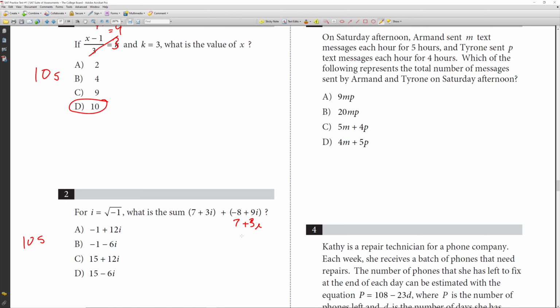So what you do, you just write the first term underneath the second term and just add them up. Because this is a plus term, I don't need to switch any signs. So 9 plus 3 is 12i. Minus 8 plus 7 is minus 1. Answer is A. And boom.